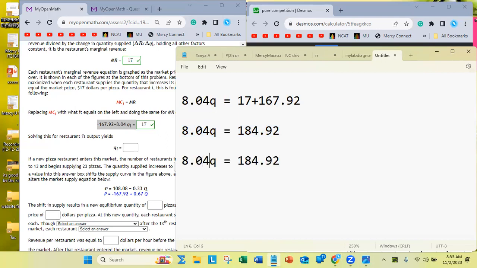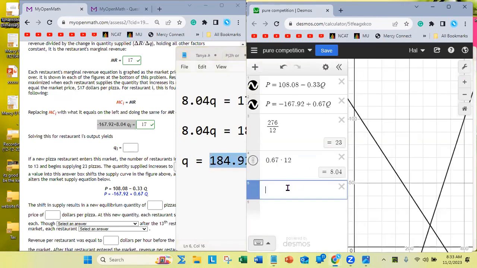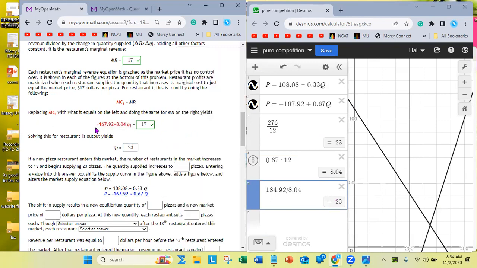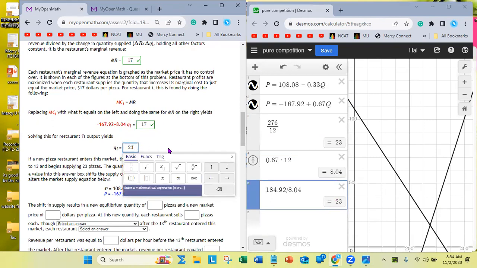So now what do I have to do? I've got to divide both sides by 8.04. When I divide both sides by 8.04, 8.04 divided by 8.04 is 1, and 1 times q is q. Now, I'm not going to try to do this in my head. I'm just going to do this in decimals. So I'm going to copy it. And you get 23. How do I know that? Because it's a little q, and we already established that each firm is going to supply 23 units. So this quantity is 23. We just verified that this is in fact the marginal cost curve for each of the 12 firms.